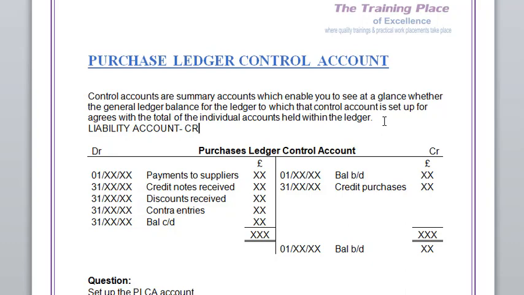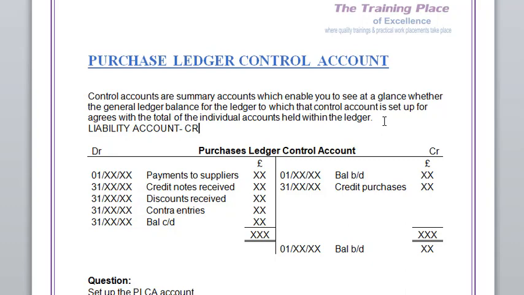Again, I repeat, it is a liability account. By default, it will be a credit balanced account, and anything that will cause the liability to increase will be credited. Anything that will cause the liability to reduce will be debited. In this case, we're talking about the purchase ledger control account. So if you buy on credit more and more, the PLCA account will increase. So any purchases will be credited.